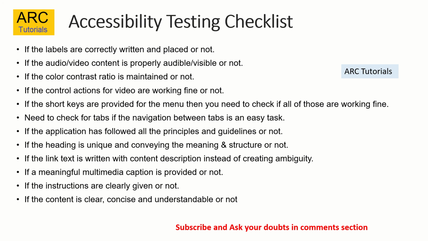Then check that the headings are unique and adhere to proper meaning. There is a structure, H1, H2. The link text is written with a content description. If there is an image, make sure that you add an ALT attribute. Add meaningful multimedia captions, and even better, make the content clear, because when we are rendering our content or applications on devices like a tablet or phone, there is text to speech, right? So your content should be easy to read out.